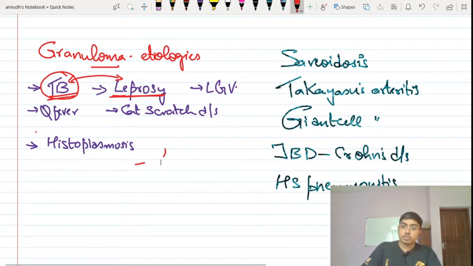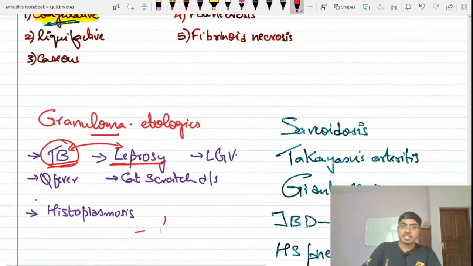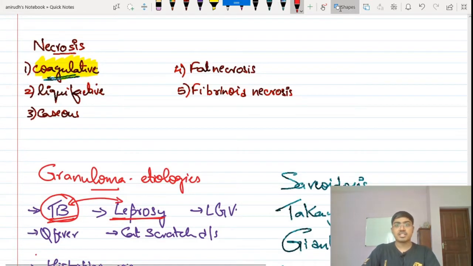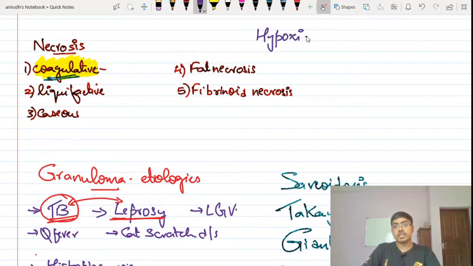Now let us go into the basic features of necrosis. I have written certain types of necrosis here. The first one is coagulative necrosis. What is the most common cause of cell injury? Hypoxia is the most common cause of cell injury. Whenever hypoxia occurs in all other organs except the brain, there will be coagulative necrosis, right? So this is the most common type of necrosis that you can think of.